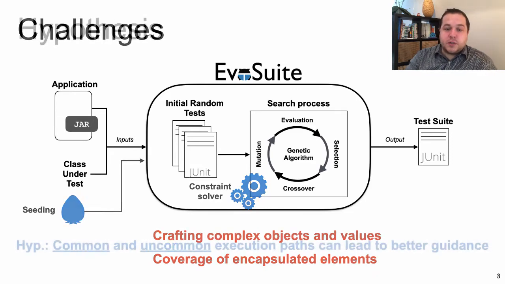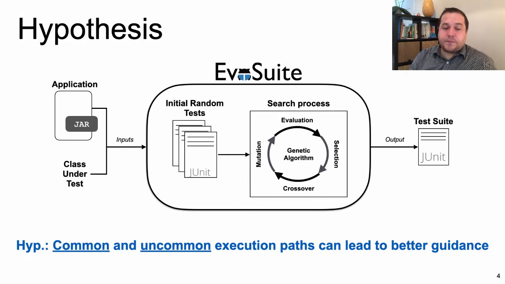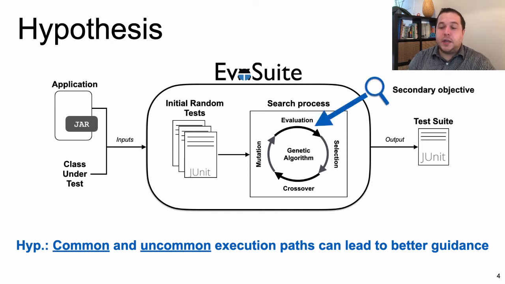In this research, our hypothesis is that common and uncommon execution paths observed during the actual operation of the system can lead to better guidance of the search process and hence better coverage. To test that hypothesis, we define two secondary objectives called common and uncommon that can be used for search-based test generation. So what do we mean by commonality, and how do we provide that information to the search process?